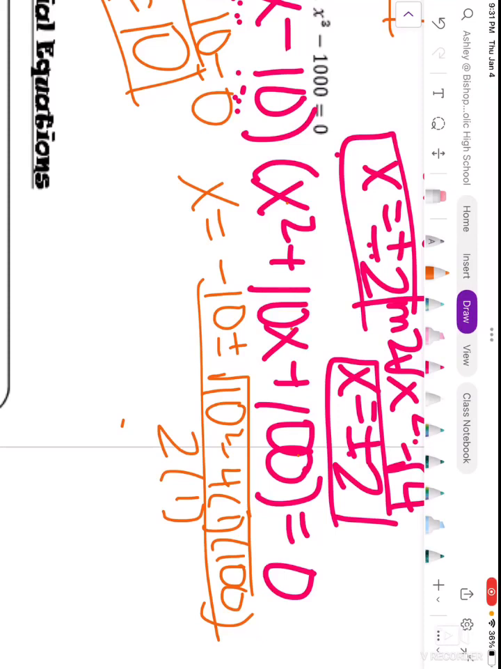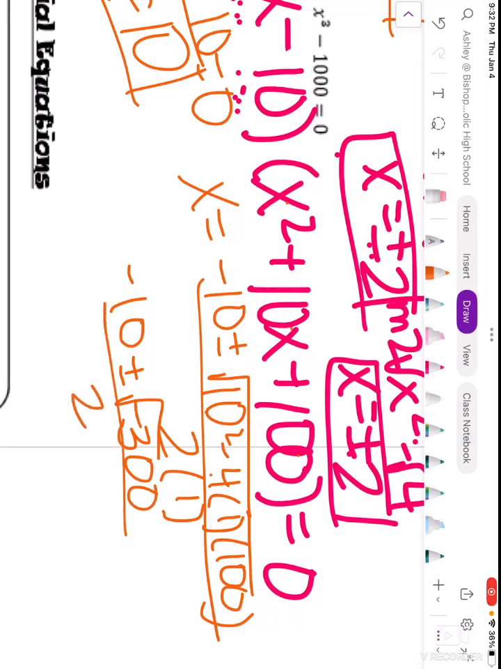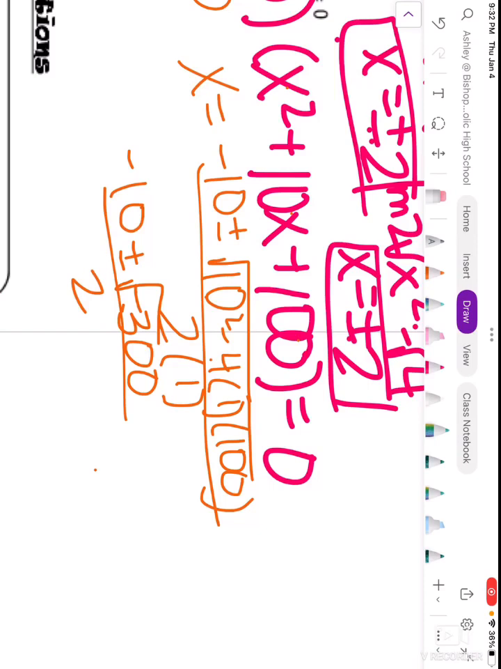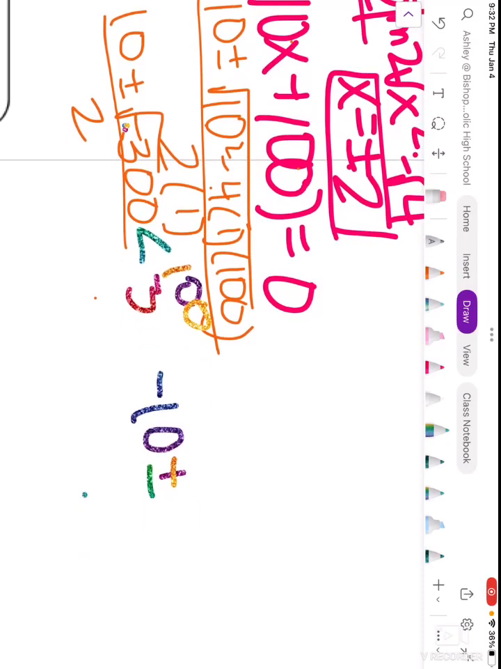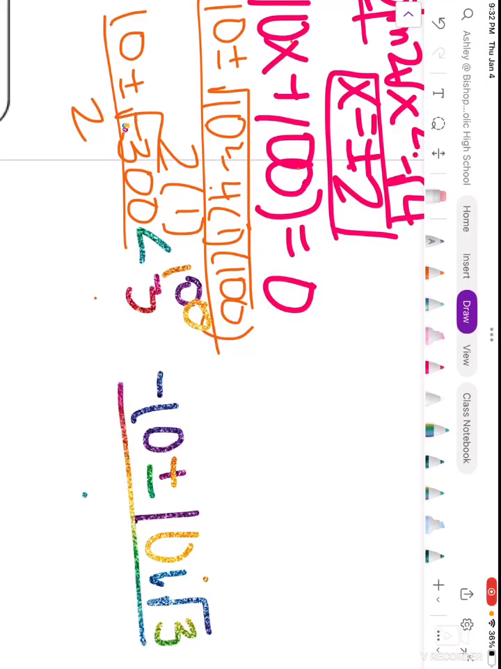So under our radical, we have 100 minus 400, which is negative 300. 2 times 1 is 2. Negative 300, we can split that into 100 times 3. And then the square root of 100 is 10. Since it was negative under there, we have an i. So positive or negative 10i root 3 all over 2.